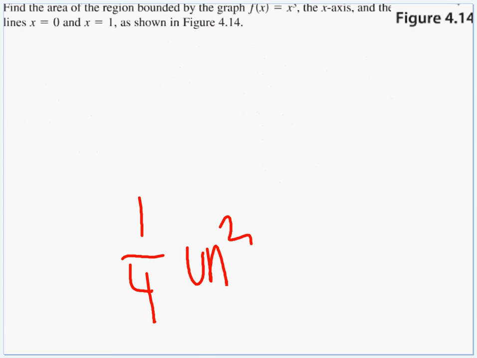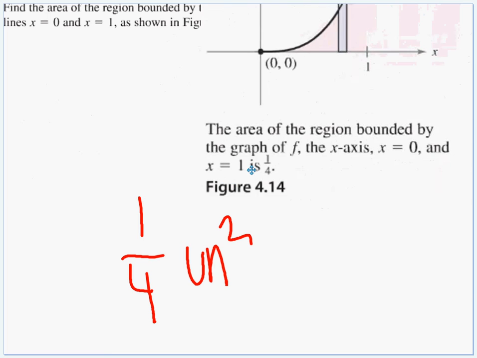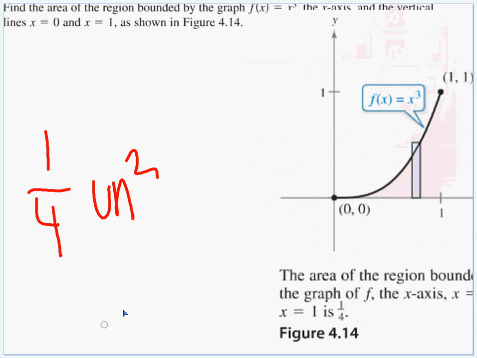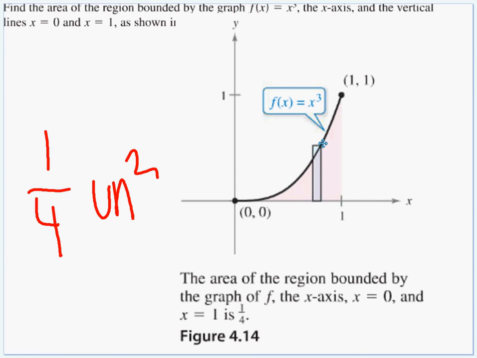And again, I said that we'll be able to do this computation in less than a minute when we learn the trick. That wasn't very hard at all, but it is going to get even easier. So again, we want the exact area under there. We've got the exact area, 1/4 square units. All right, moving right along.